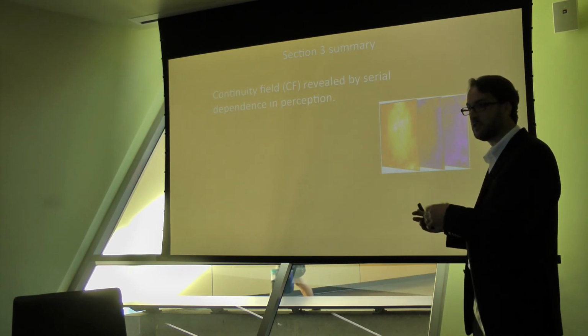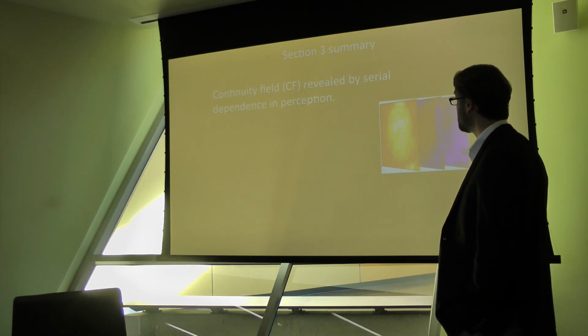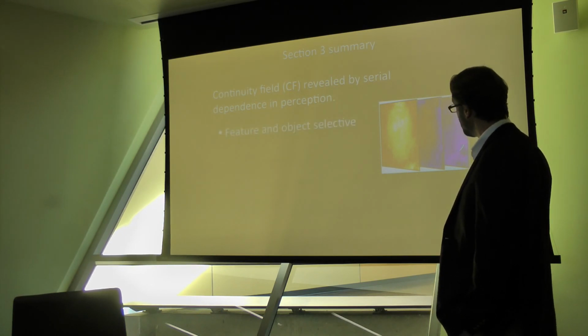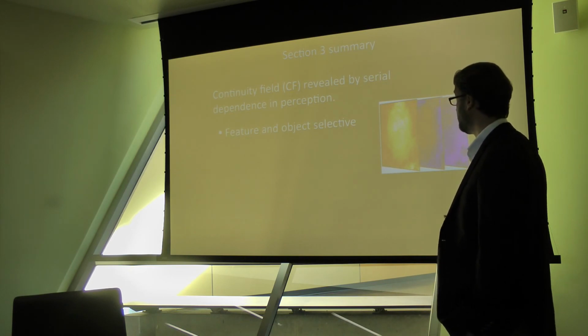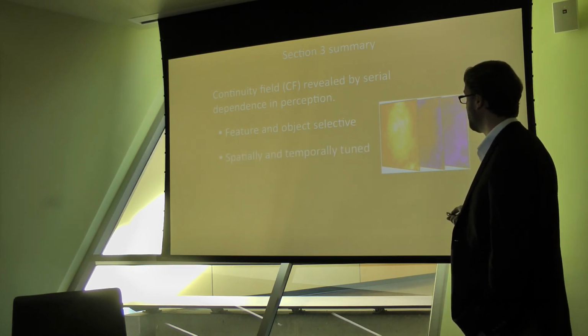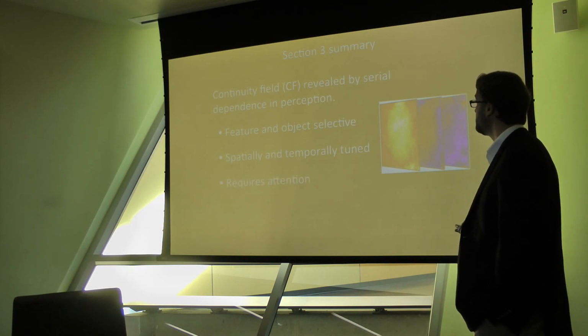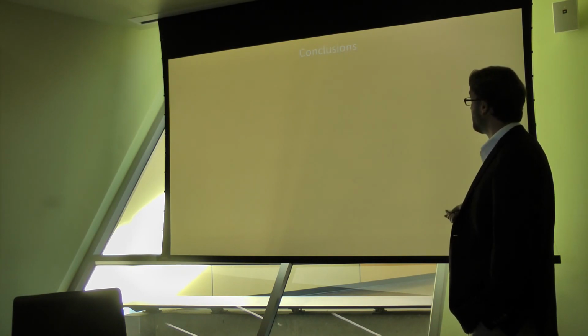But we don't want to be too sensitive to changes because then everything would change appearance every moment. It would be like we were on psychedelic drugs. And we don't want that most of the time. So this helps maintain a constant stability in object identity perception. It's feature and object selective, not just low-level features, but also these high-level features. It's spatially and temporally tuned, and it requires attention. We think it drives perceptual continuity.